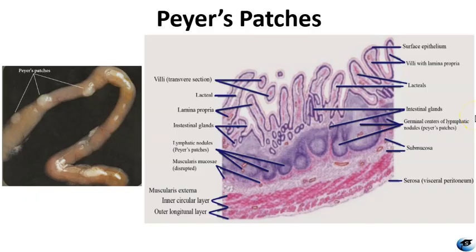These nodules contain densely packed immune cells, including B and T lymphocytes, which monitor the contents of the intestinal lumen and launch immune responses as needed. And then surrounding these are the layers of the intestinal wall. The muscularis externa is composed of an inner circular layer and an outer longitudinal layer of smooth muscle, which generate peristaltic movement. And then the outermost layer is the serosa, or visceral peritoneum, which helps anchor and support the intestine.